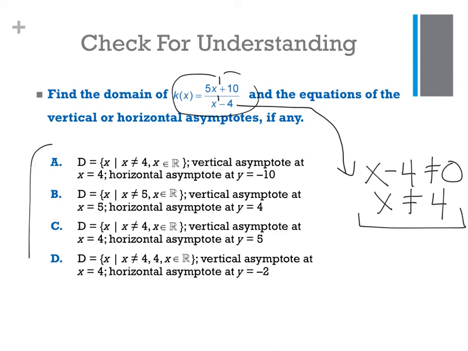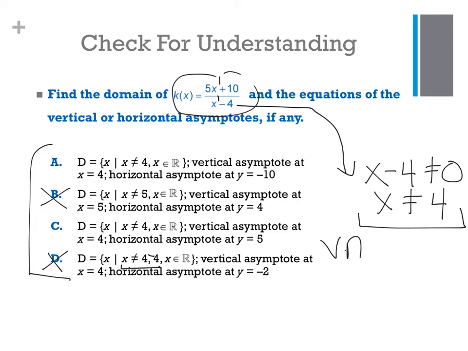So looking at the multiple choices over here, I am going to look for a domain that says x cannot equal 4. So B is out because in B it says the domain cannot equal 5. And D is out because it says that x cannot equal 4, and then my guess is this is supposed to be a negative 4 right here, but they never put that. So when we're looking at the function here, we have two choices, A and C.